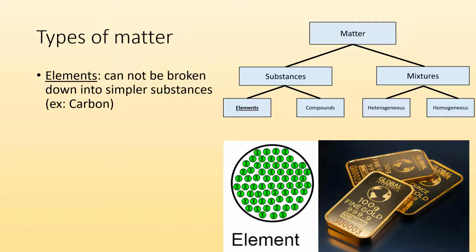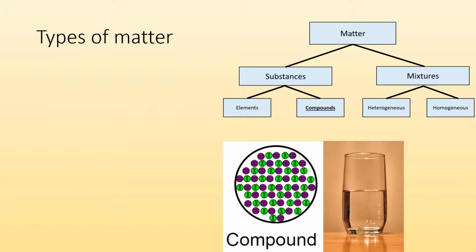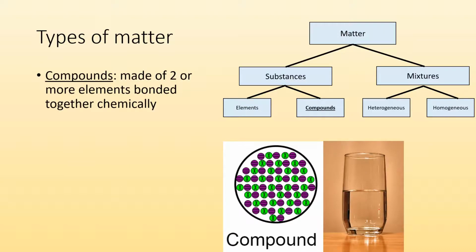So if we take a look at elements, which is a type of substance, it cannot be broken down into a simpler substance. Most abundant elements on Earth: oxygen, aluminum, silicon, iron, calcium. So those are the most abundant elements. Probably some of them you're familiar with, right? Oxygen. All right, and if we take a look at compounds, it's made of two or more elements bonded together chemically. So they're chemically bonded together. You can see they're linked together.